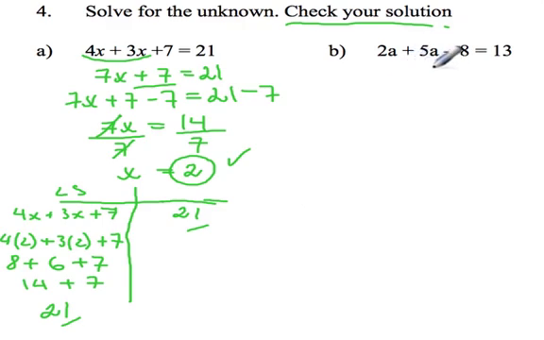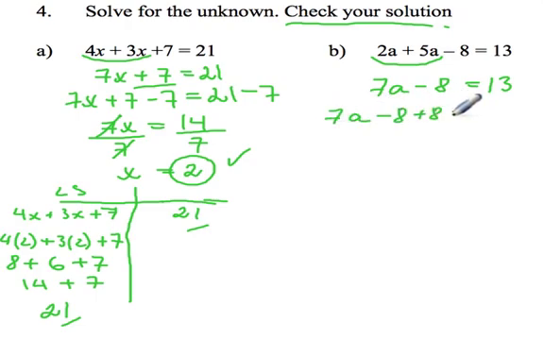Question B. Again, we have like terms on the left side, so we will collect them first. 2a plus 5a is 7a minus 8 equals 13. Next, we are going to add 8 to both sides of the equation. 7a minus 8 plus 8 equals 13 plus 8. Minus 8 plus 8 is 0, leaves 7a on the left, and 13 plus 8 is 21.